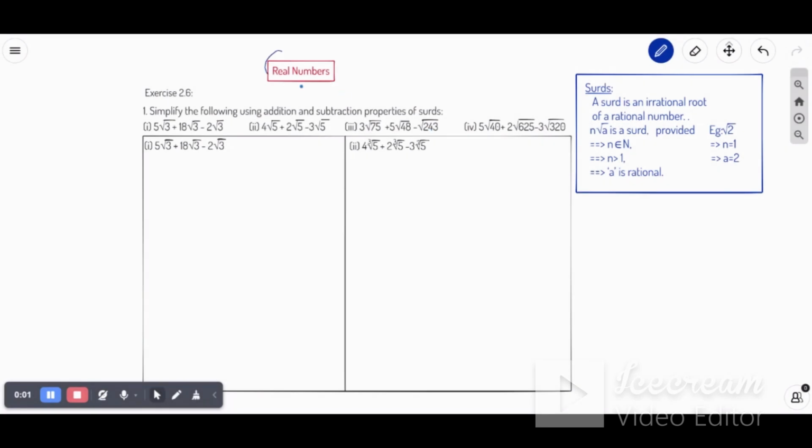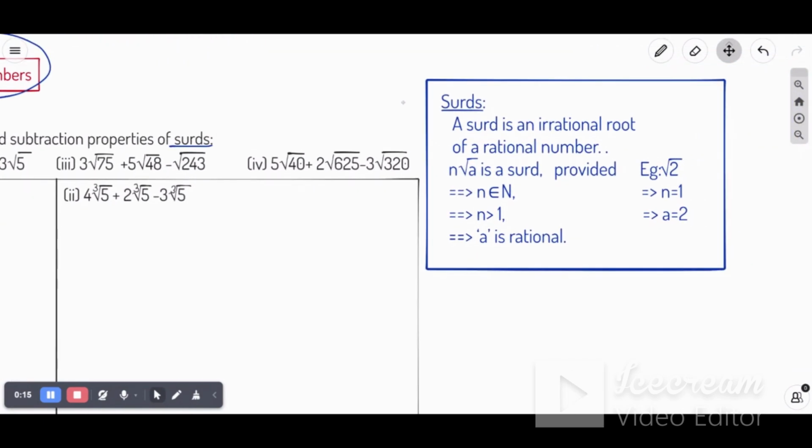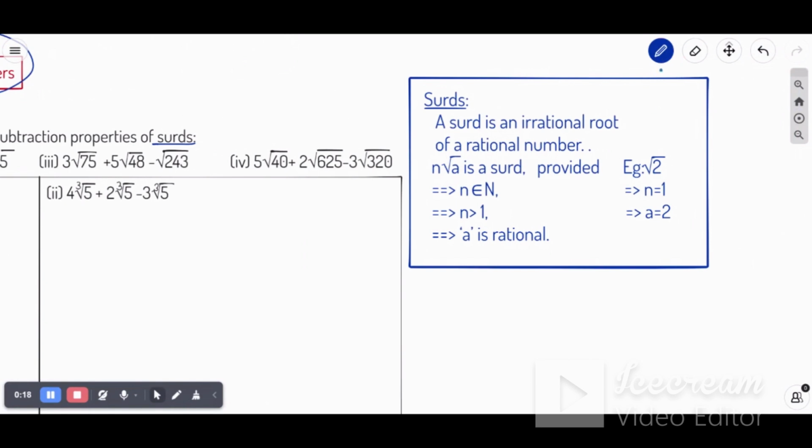Hi everyone. Let us start with real numbers, exercise 2.6 and question number 1 today. Simplify the following using addition and subtraction properties of surds. So first of all, let us see what a surd is. We have to have a quick recap on that.